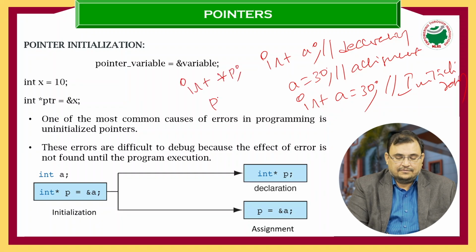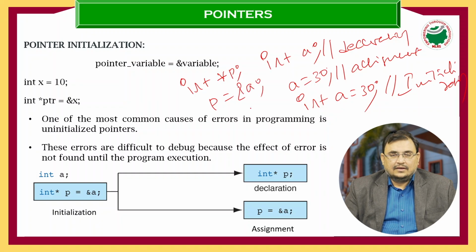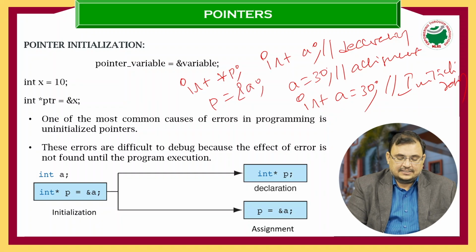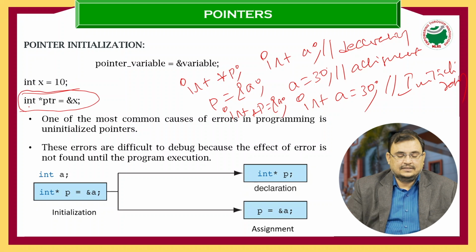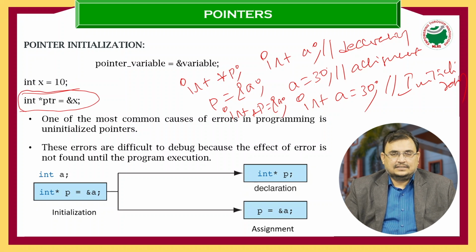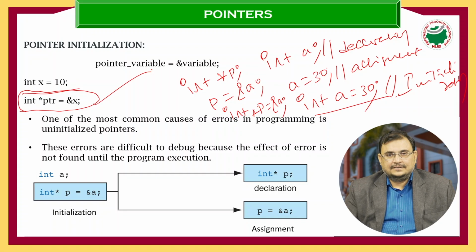Assigning a value to the pointer is p = &a, and initialization means that while you are declaring, you can write int *p = &a. You are doing the same thing. For example, x is declared as 10, and here you are initializing the pointer with ptr = &x. While you are declaring, you are assigning an initial value, so it is called initialization. So like variable initialization, we can also initialize pointers.